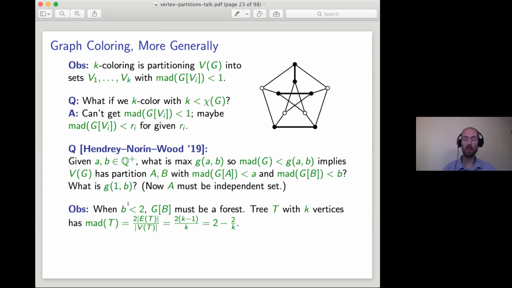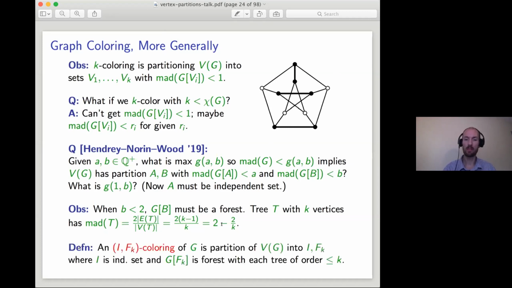Now, when B is less than 2, what this really amounts to is you're partitioning into an independent set and some forest. And the order that you're allowed for your trees in the forest is directly a function of this B. You can just work through the algebra, and it turns out that a tree on K vertices has max average degree 2 minus 2 over K. So rather than muddle through this algebra every time, we're just going to think about things in terms of partitioning into an independent set and a forest where each component has order at most K.